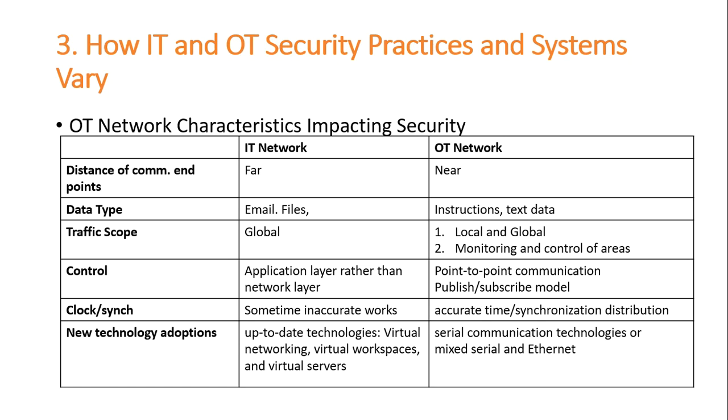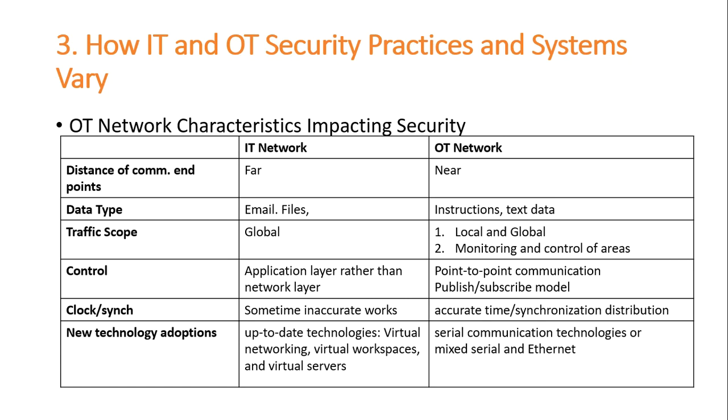Then the traffic scope. In IT it is global because it is geographically large. In the OT network, as you know, the distance between communication points is very short, so the traffic scope is mainly local. It is also considered global because sometimes we send the data to the cloud, where it can have a global scope. Along with this, we use some monitoring and control access areas to manage the traffic in the OT network.